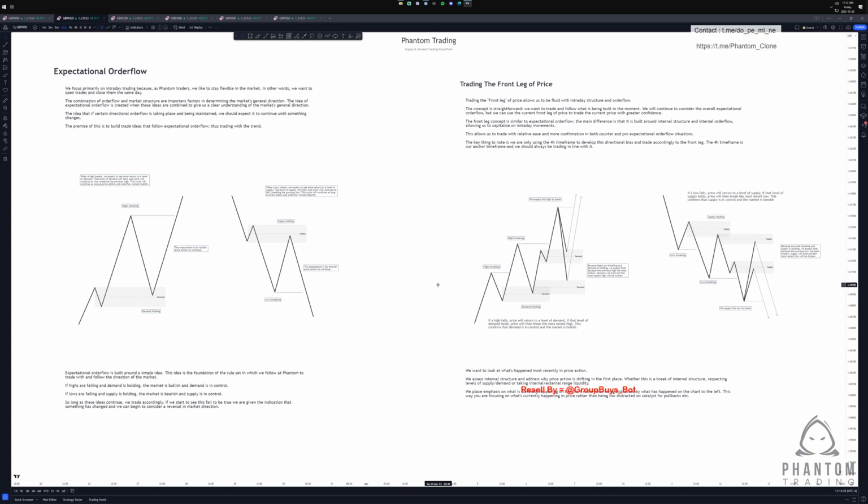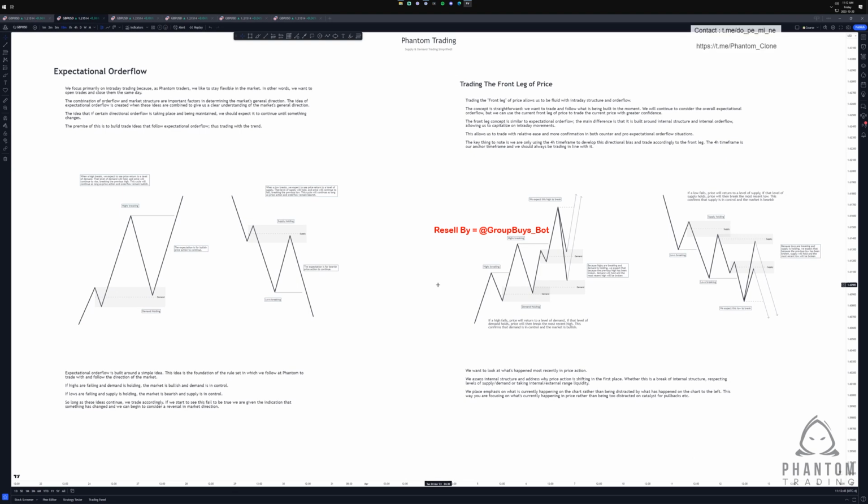Now, we focus primarily on intraday trading because as Phantom traders, we like to stay flexible in the market. In other words, we want to open trades and close them within the same day. The combination of order flow and market structure are important factors in determining the market's general direction.